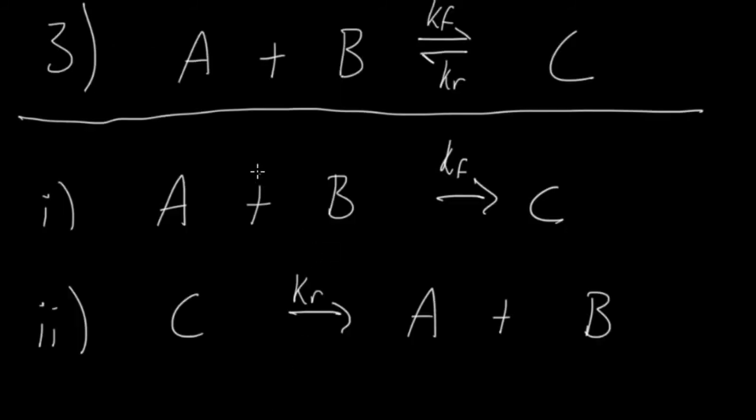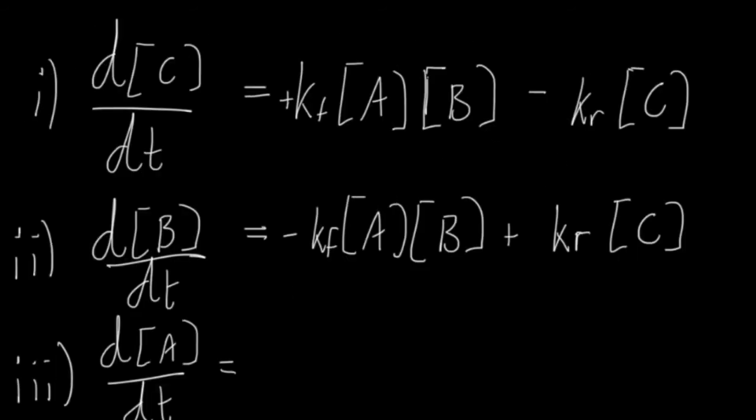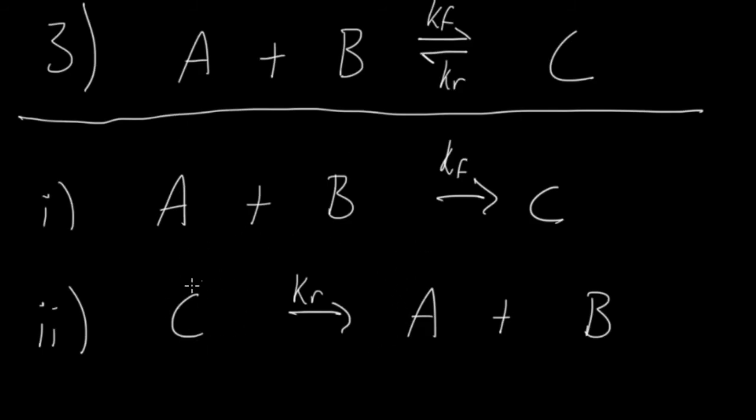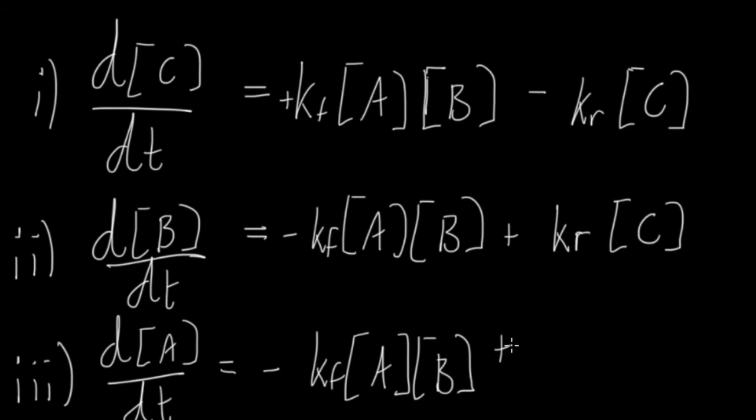And we see here as well for A. A is being used up to produce C with the coefficient of proportionality K forward, Kf. So minus Kf A times B. And for the reverse reaction, C is the reactant, C is being used up. So therefore A is being produced in this reaction with a coefficient of proportionality K reverse. So we have plus KrC. So we can again see the symmetry between C and A and B, and we also see that A and B are identical in this particular reaction.